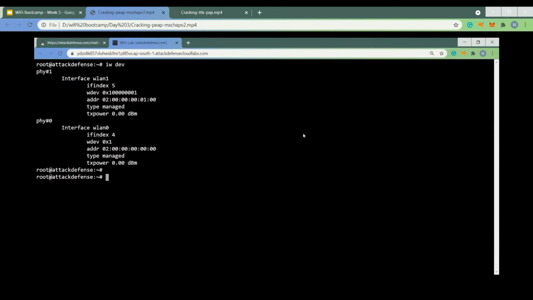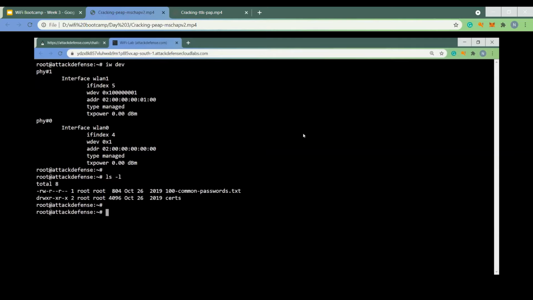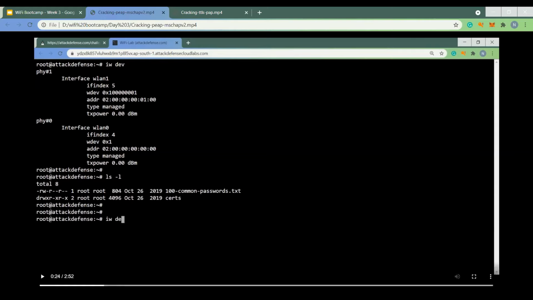And we are inside the lab. The first thing that we do is check all the Wi-Fi interfaces that are connected to our machine. In this case, as you can observe, there are two interfaces. And we also have some certificates kept here. This folder contains some certificates, CA certificate, server key, all of that is there. And then you also have this dictionary file.